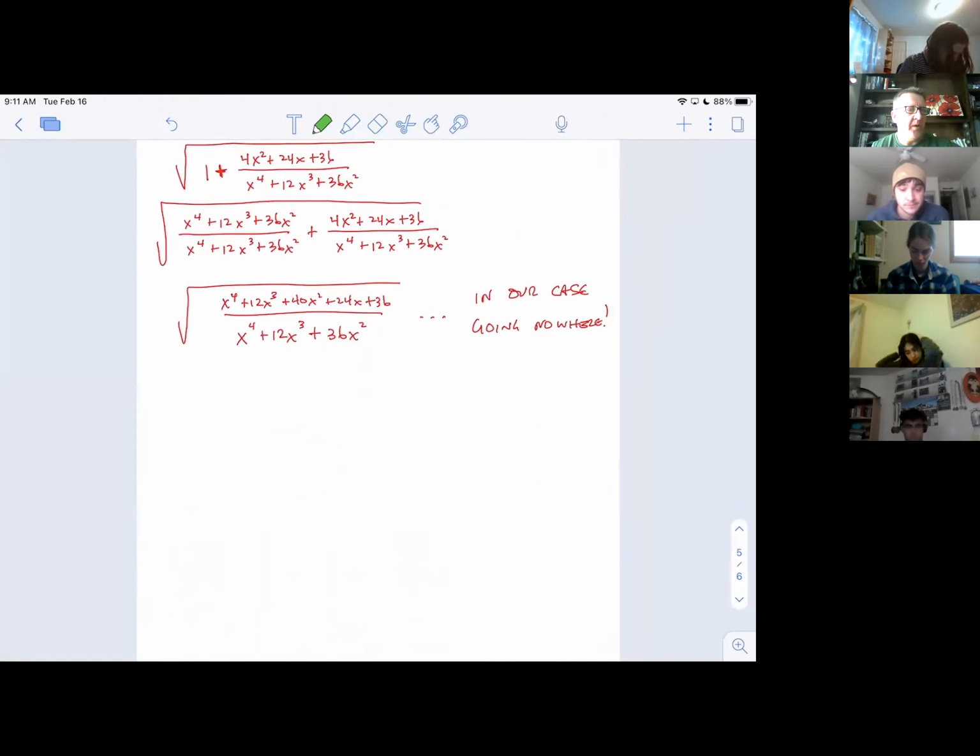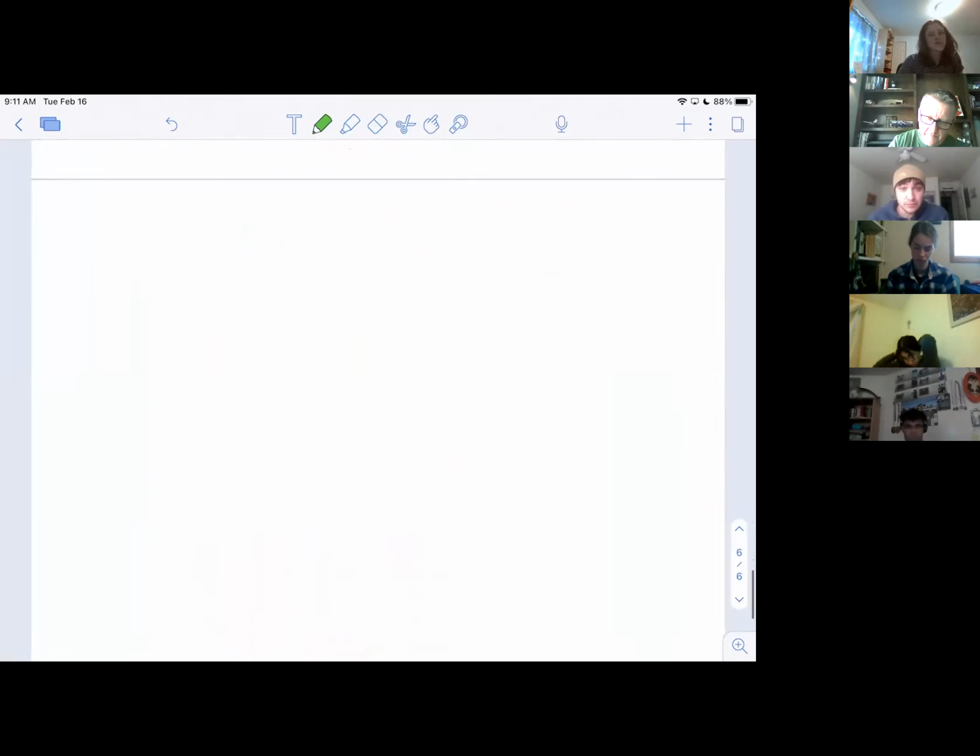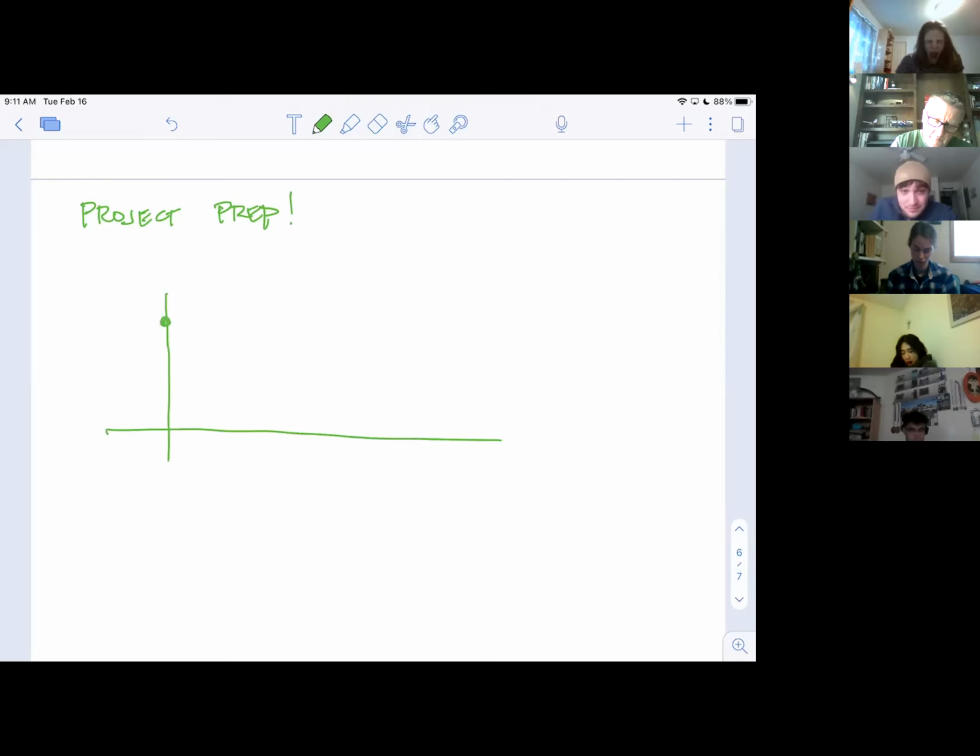Now, I want to show you one quick thing, sort of in preparation for the project tomorrow, that's related to this. If I wasn't giving the project, this is kind of a cool application. So let's say I'm on a cliff, I don't know, 30 feet in the air, and I'm going to throw this ball off, and it's going to land down here like this. So the ball's going to land like this.